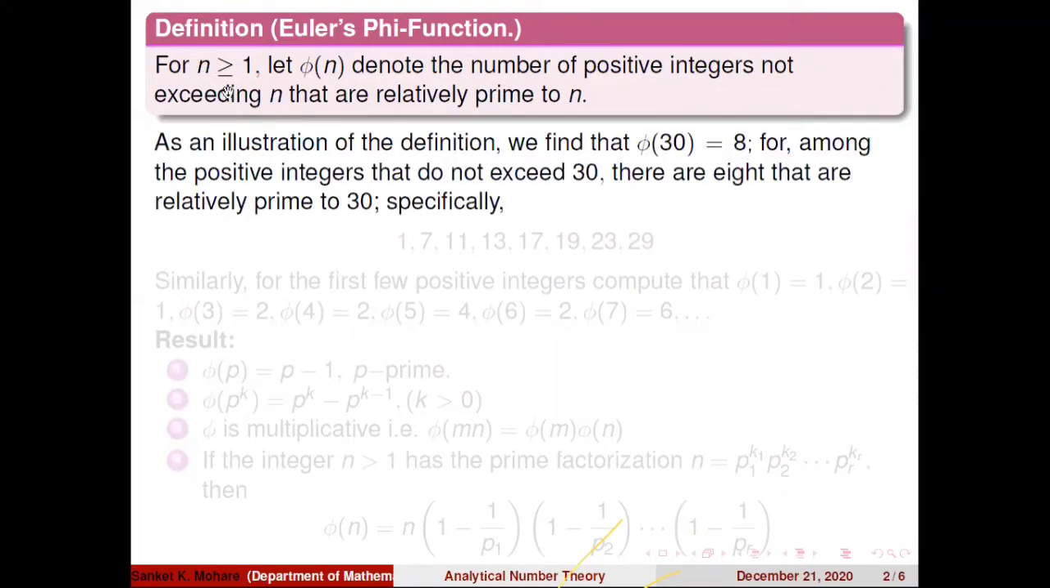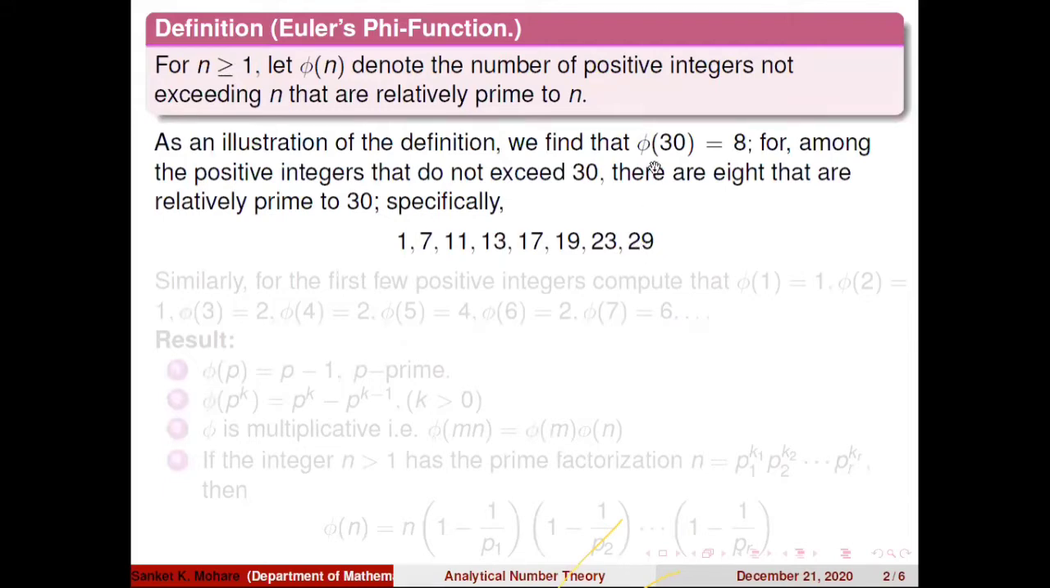As an illustration of the definition, we find that phi of 30 is equal to 8, for among the positive integers that do not exceed 30, there are 8 such integers which are relatively prime to 30. Specifically 1, 7, 11, 13, 17, 19, 23, 29.